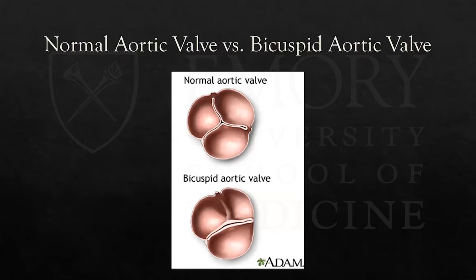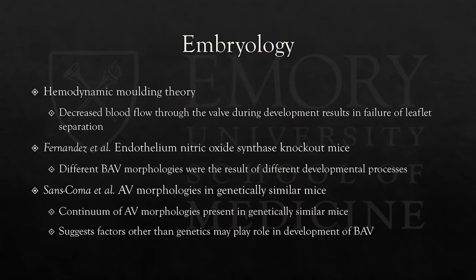Just a quick schematic of what a normal valve looks like. Again, a normal valve is typically a three cusp, trileaflet valve. Bicuspid valve, as you can see in the bottom of the picture, is a two cusp valve, where in this picture it's got fusion of the right and left leaflet.